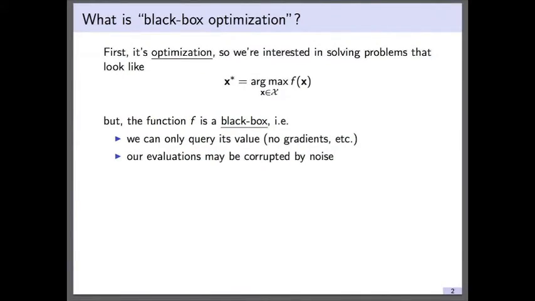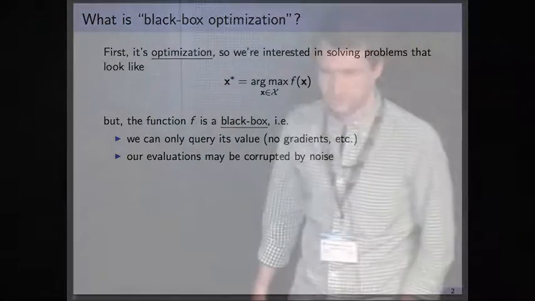Okay, so what do I mean by black box optimization? By the name, first I mean it's just optimization. So I've got some function that I'm interested in solving, f. I want to find the maximum of that. But f is a black box. So really, the only thing that I can do is query its value, and I can't get any gradient or anything. I can just say f, what is the value at x? And it will give me back some y value. And that y value may even be corrupted by noise.